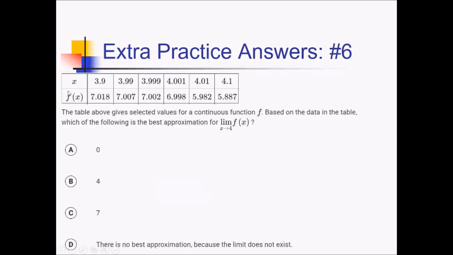On this one, we're given a table with some values of a continuous function f. Based on the data, we want to know what's the best approximation for the limit as x approaches 4 of this function. All right, well, let's look at left versus right. As we come at 4 from the left side, starting at 3.9 and getting closer and closer, we look to be approaching the y value 7.